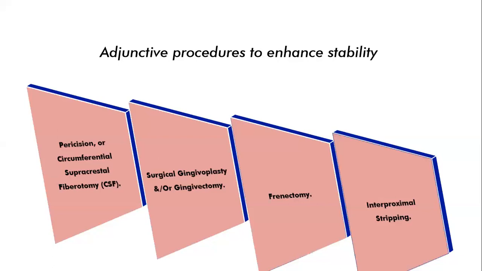Then, in cases where there is severe gingival inflammation, or you need a gingivectomy or gingivoplasty, these can be a cause of relapse. So, identifying those cases and doing a gingivoplasty or gingivectomy will be an adjunctive procedure to enhance the stability. Frenectomy in cases of midline diastema, and interproximal stripping. What was that called to enhance the stability? Keystoning. Okay, so this is the end of this lecture.